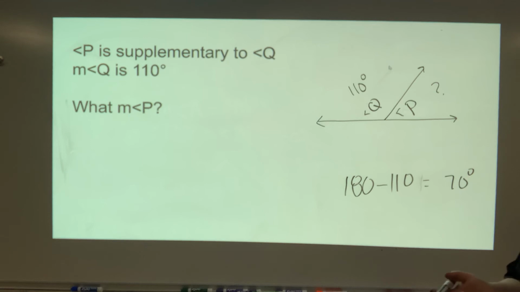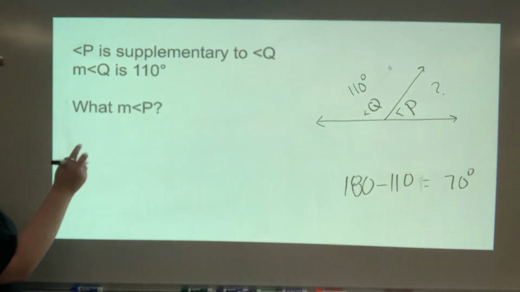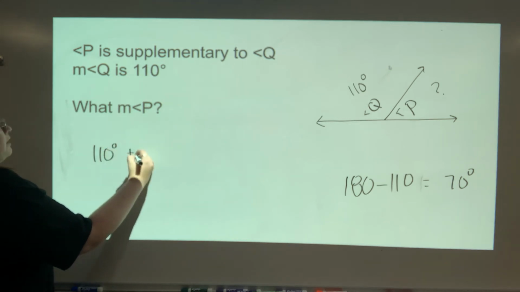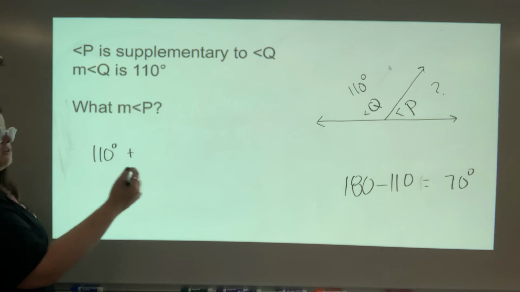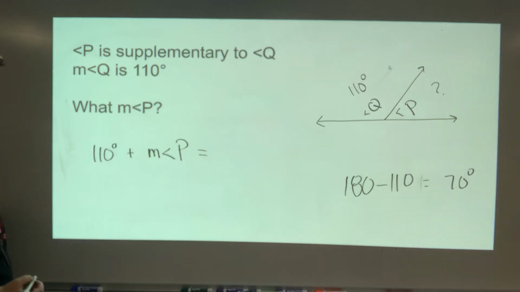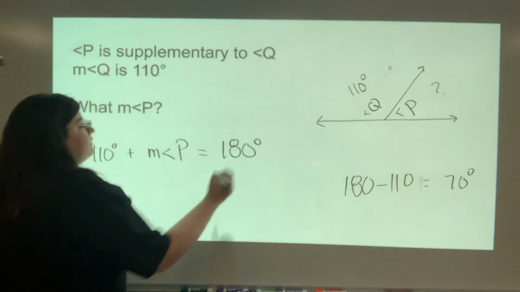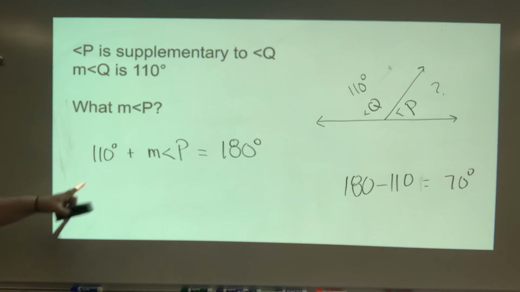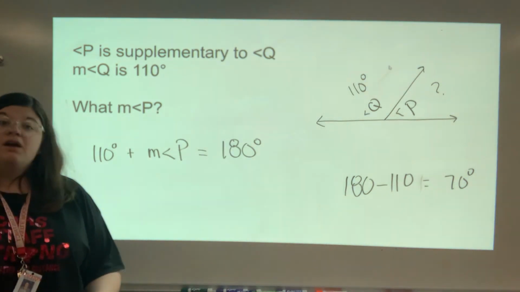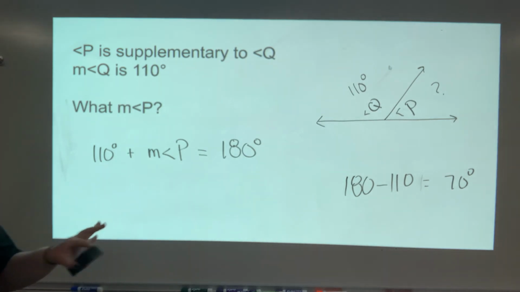If you want to, you could also set up an equation and say, and we're going to get to this in just a second, you could say that 110 plus whatever the measure of angle P is has to be equal to 180. And then you could solve from here, minus 110 from both sides. We're doing the same process, and you would get that the measure of angle P equals 70. Pause if you need to.